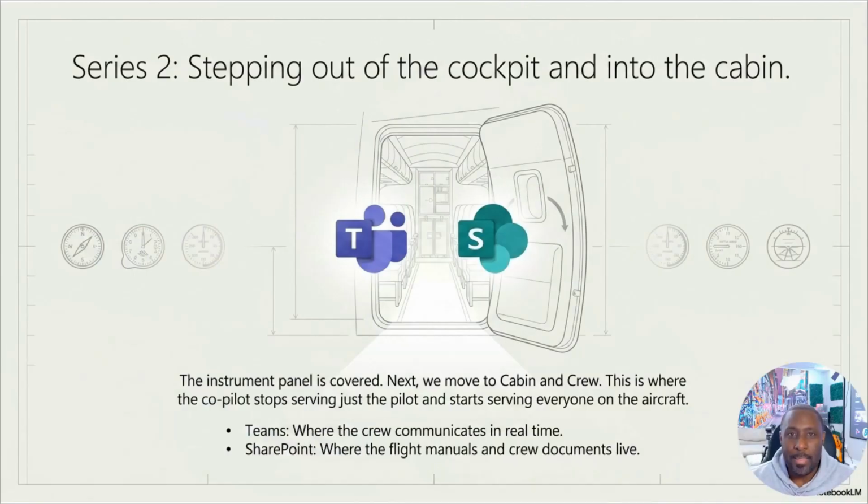Series 2. Stepping out of the cockpit and into the cabin. The instrument panel is covered. Next, we move to cabin and crew. This is where the co-pilot stops serving just the pilot and starts serving everyone on the aircraft. Teams, where the crew communicates in real time. SharePoint, where the flight manuals and crew documents live.